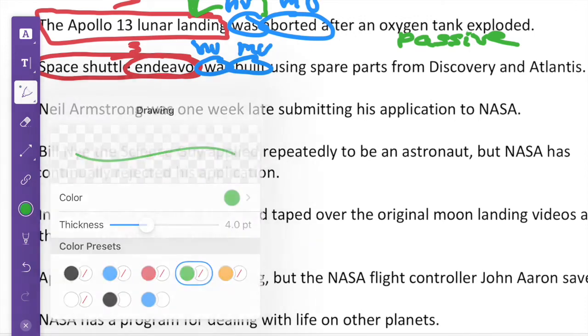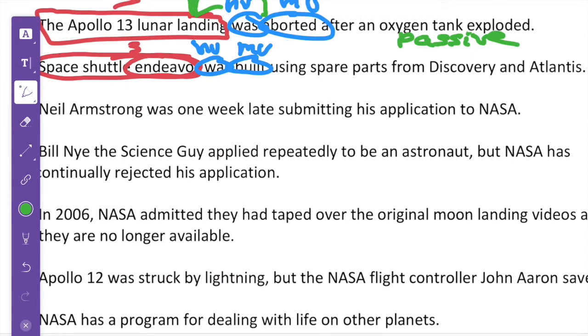So now we're asking ourselves, is the space shuttle building something or is it being built? Well, here it's being built. It's receiving the action. Our arrow will go backwards. Since it's going backwards, this is a passive voice sentence.